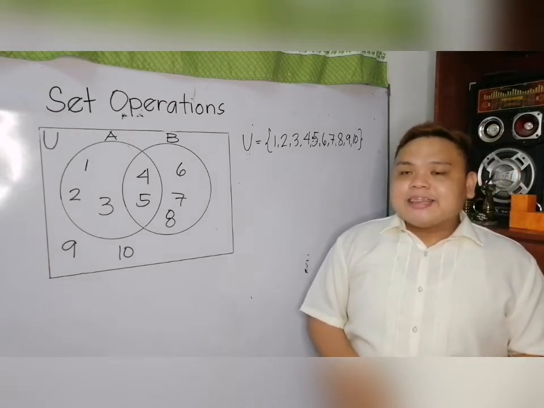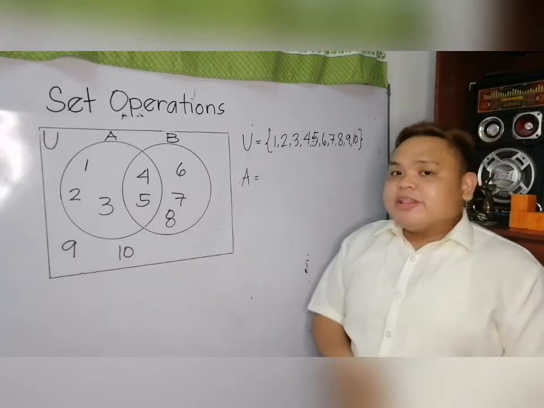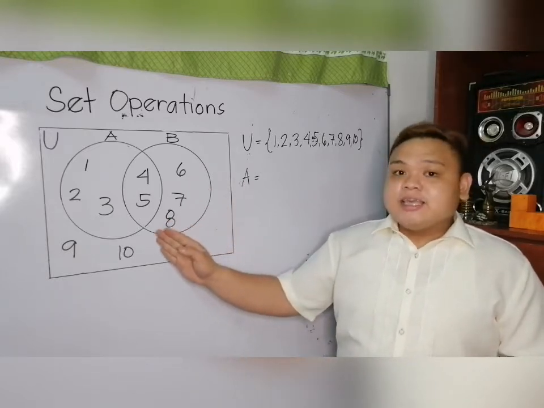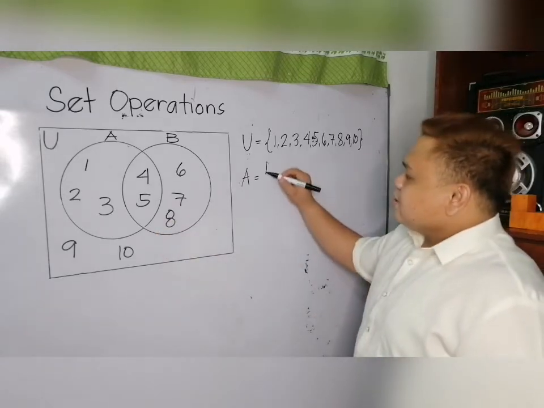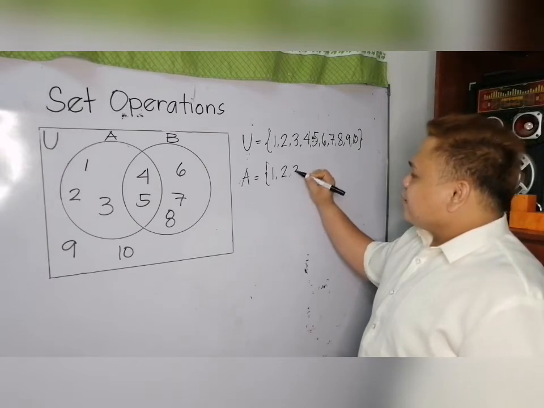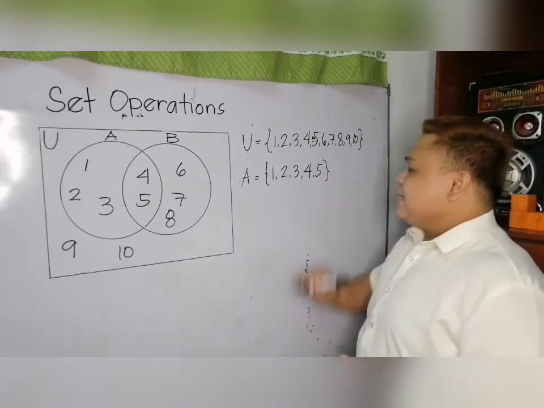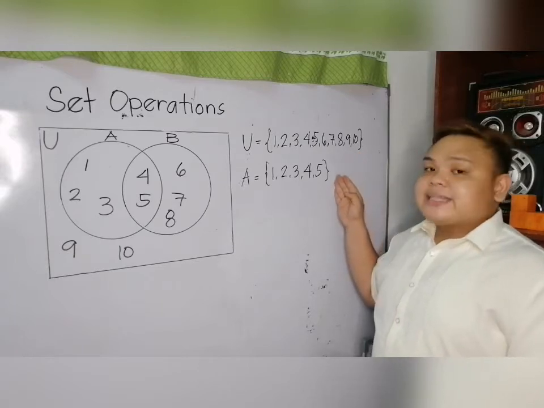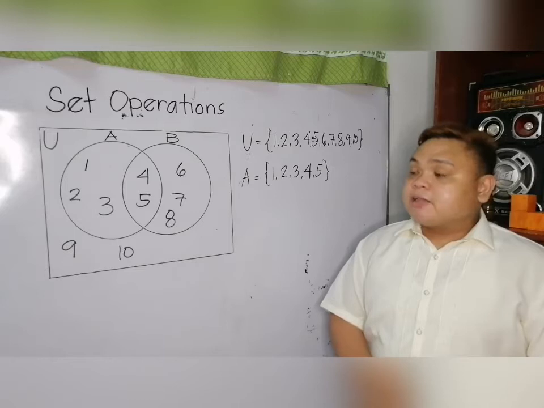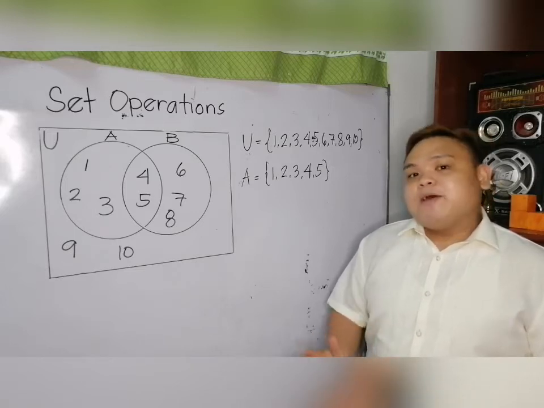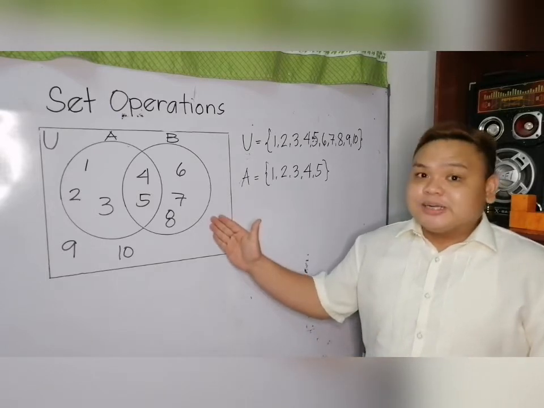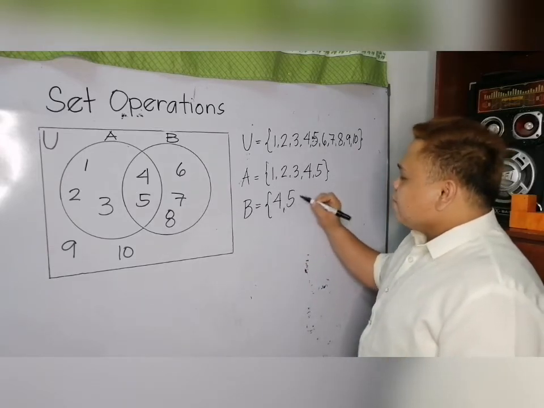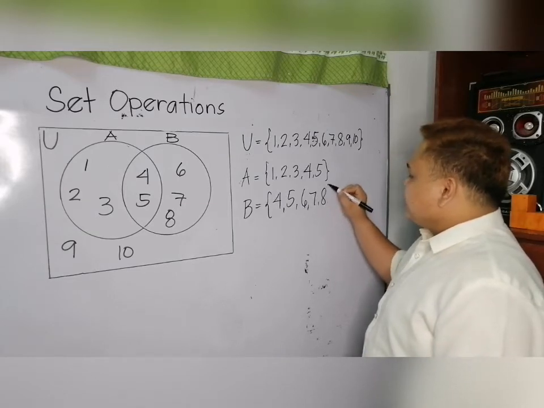Next, let us now identify the elements of our set A. For the elements of our set A, all we need to do is to look for the elements that are inside the circle given for set A. In that case, you will have here 1, 2, 3, 4, and 5. After identifying the elements of the universal set and the elements of set A, let us now identify the elements of set B. In this case, we will be considering all elements that are inside the circle allotted for set B. So for set B, the elements will be 4, 5, 6, 7, and 8.